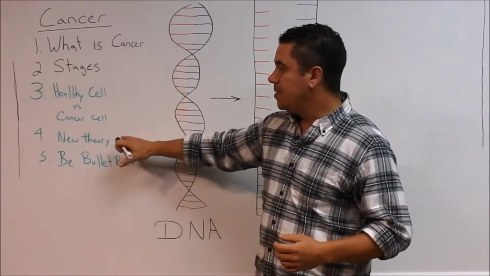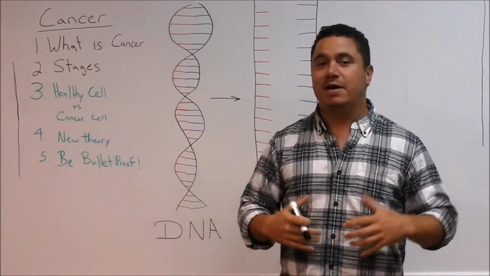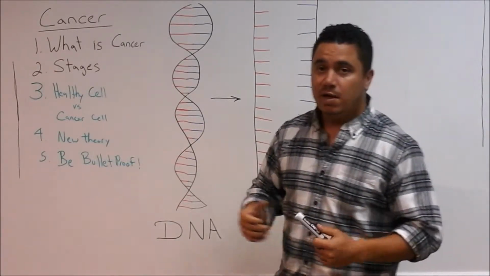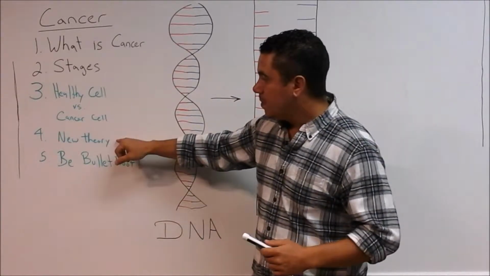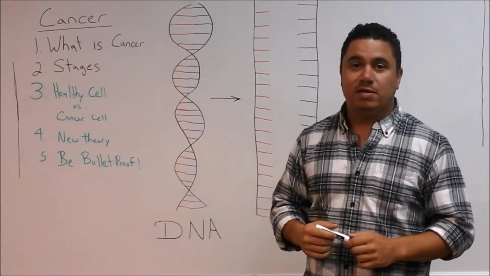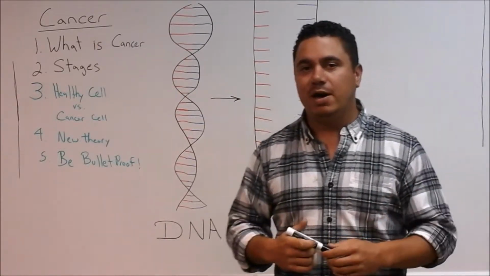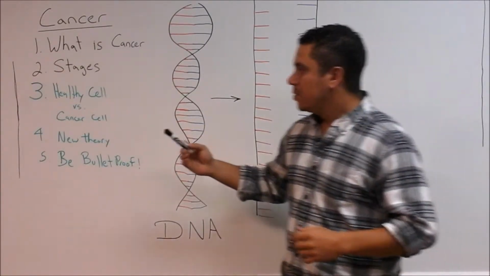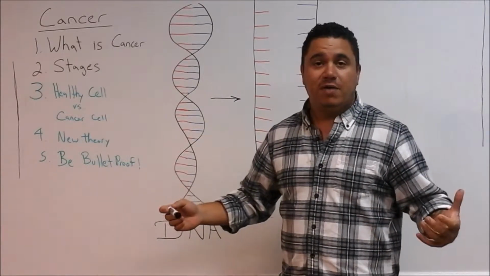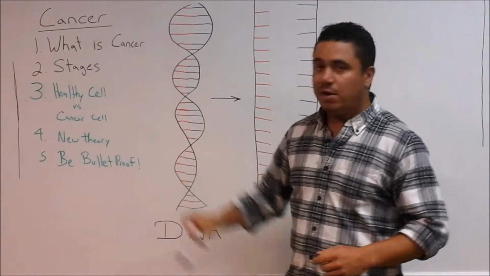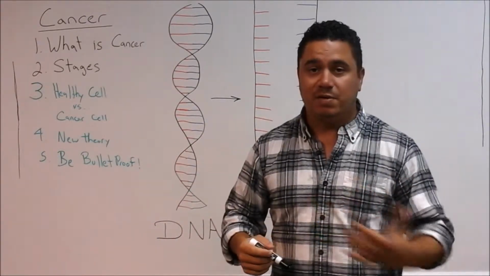In the next video, we're going to talk about the difference between a healthy cell and a cancer cell. And then we're going to go over a new theory that a lot of scientists are starting to adopt that makes more sense as far as what cancer is. Because let's be honest here, the old theory isn't really making sense. What's happening right now is more and more people are getting sick. More and more people are dying from this every single day. So obviously we need to change something. This new theory, to me, makes a lot more sense.